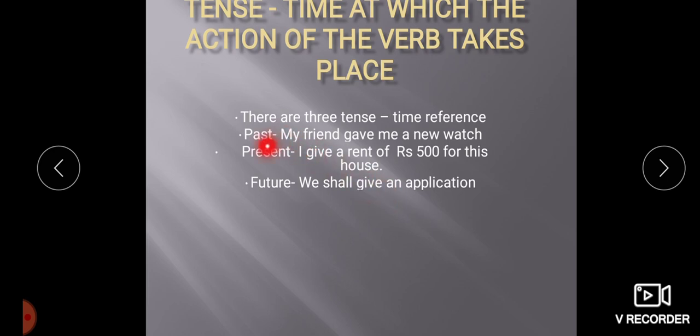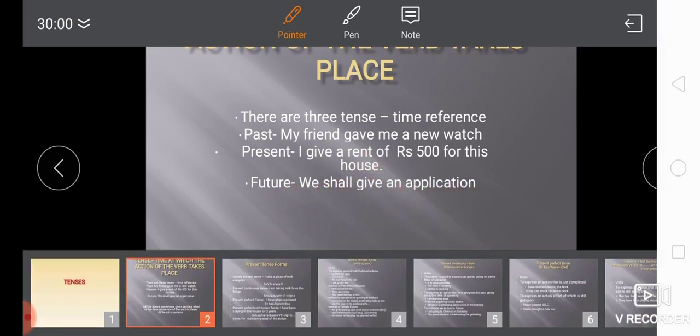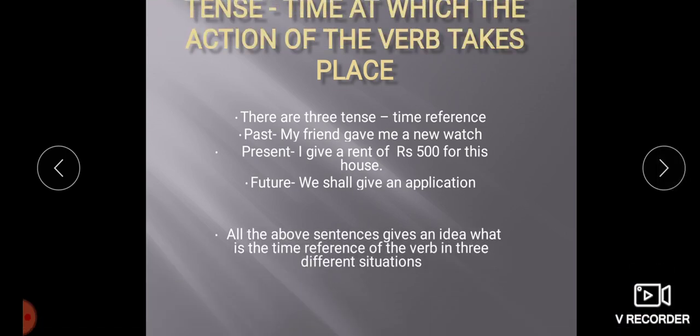First one, past, that means the action is already over. Present, it's still in effect. Future, it is going to happen. So, all the above sentences give an idea of the time reference of the verb in three different situations.